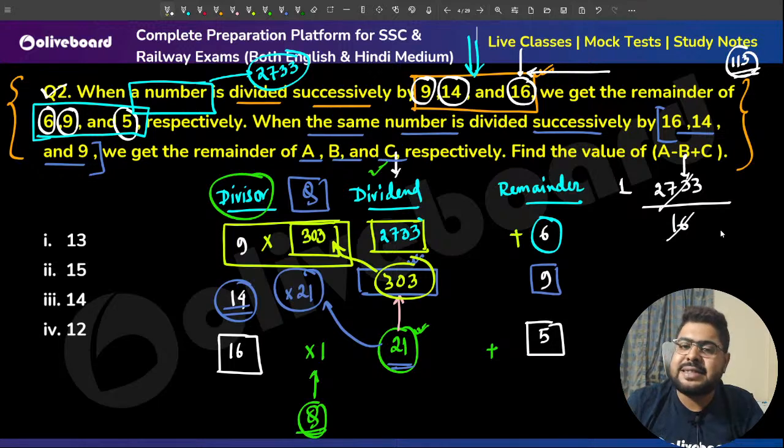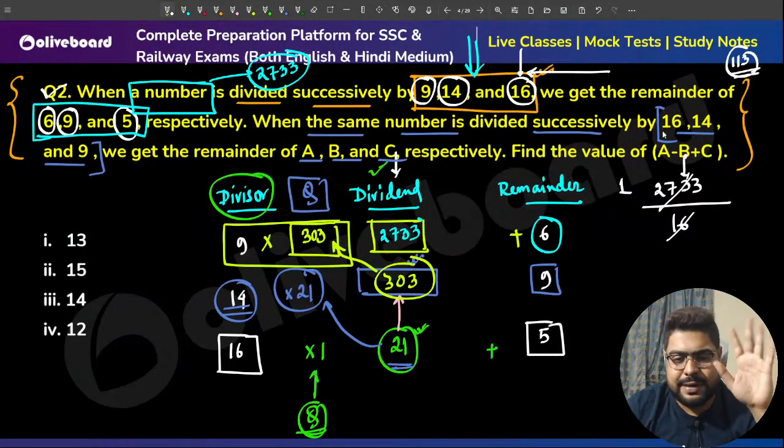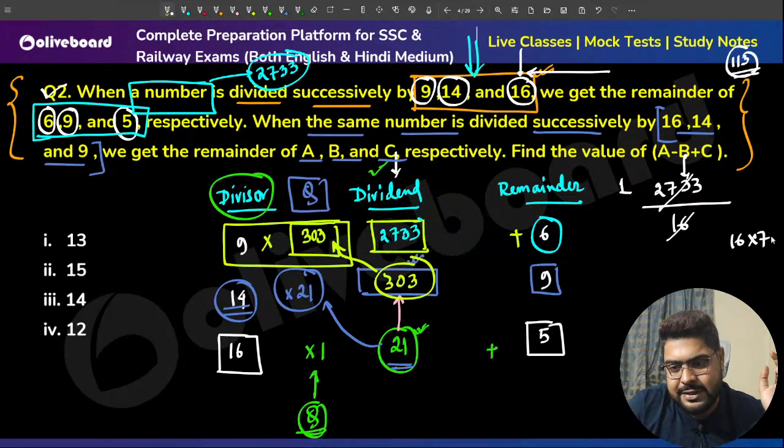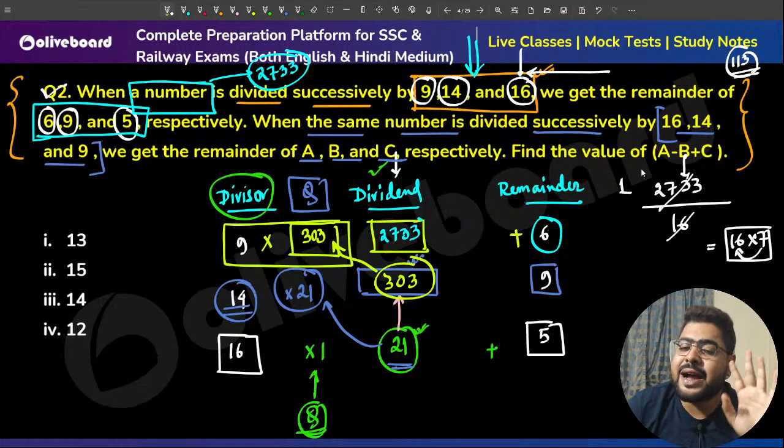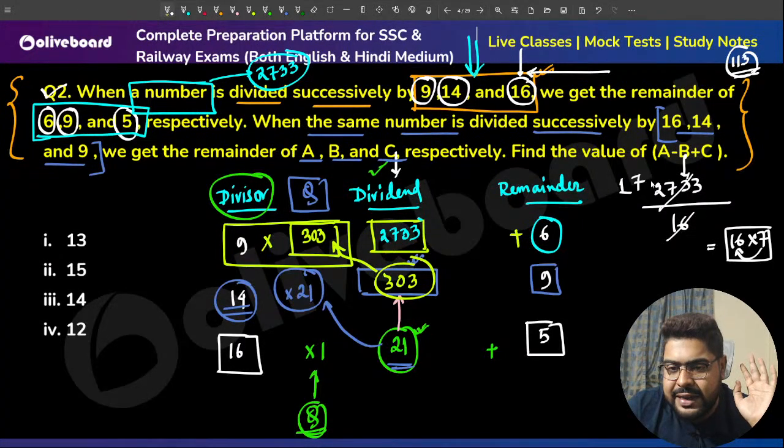16 times, sir, 7. 16 7s are 112. If you don't know this, first things first, please get to know this. 7 10s are 70, 7 6s are 42. That is 112. So 7 is, sir, 112.